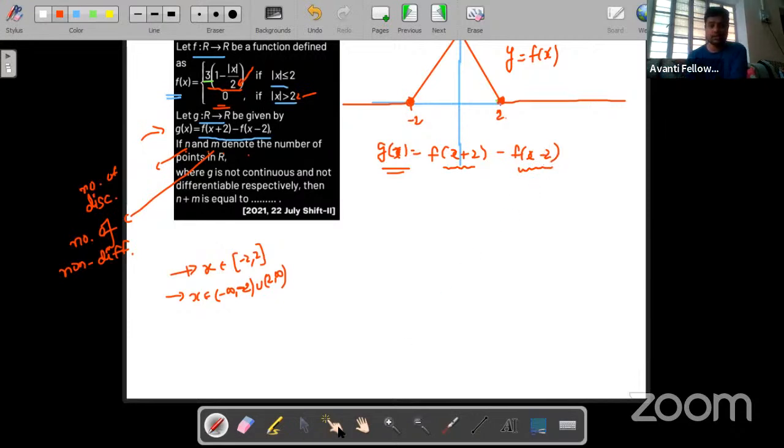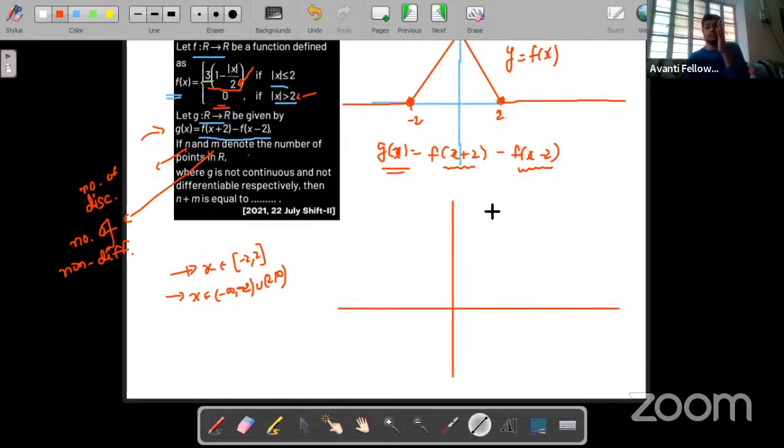We have used this earlier: f(x) plus a, f(x) minus a. So here, f(x) plus 2 means we'll move horizontally towards the left side, the backward side of the x-axis, by 2 units, right? So this complete graph will be shifted by 2 units.